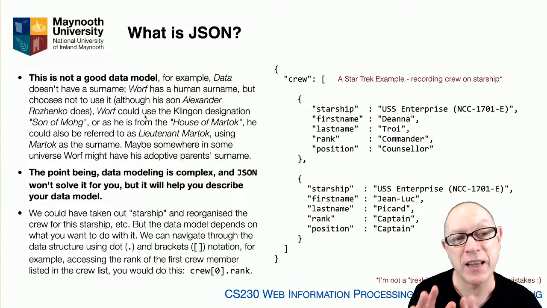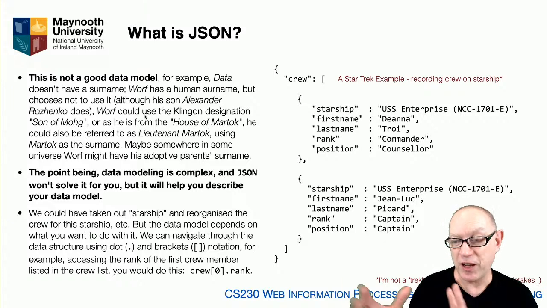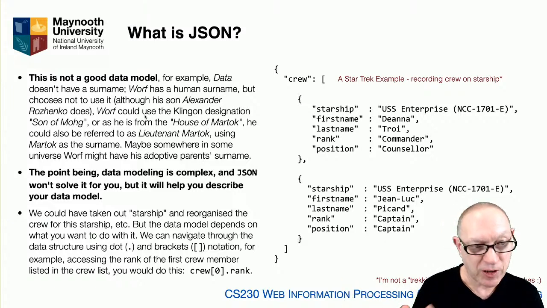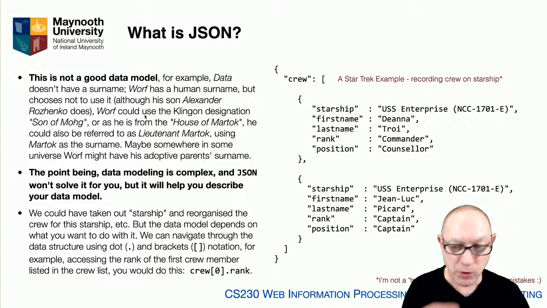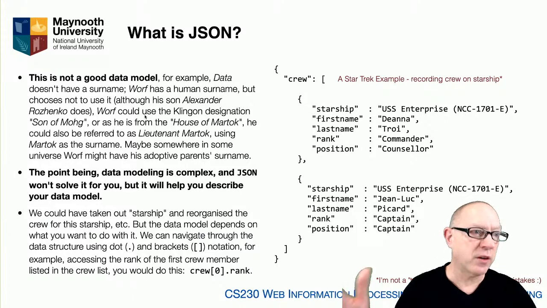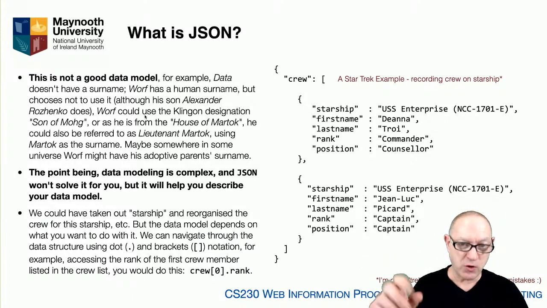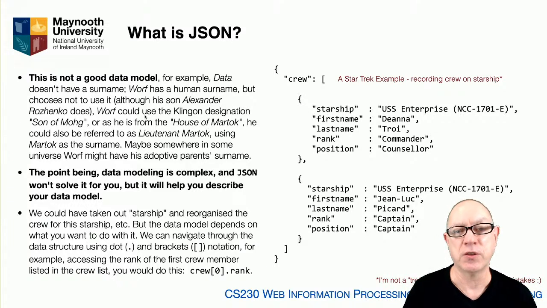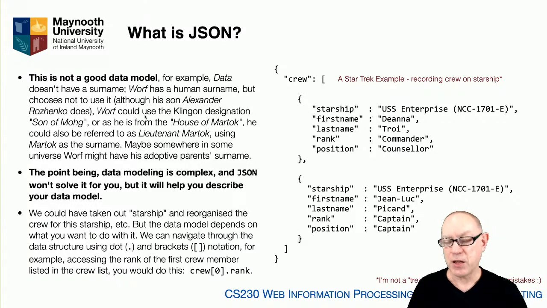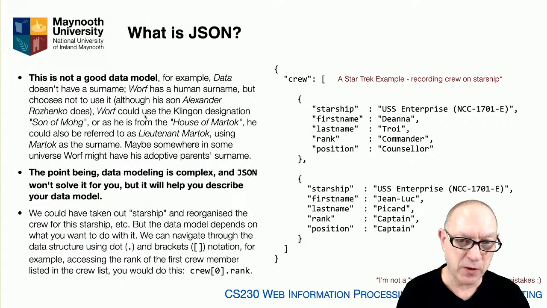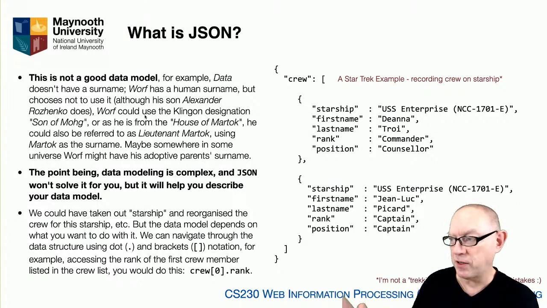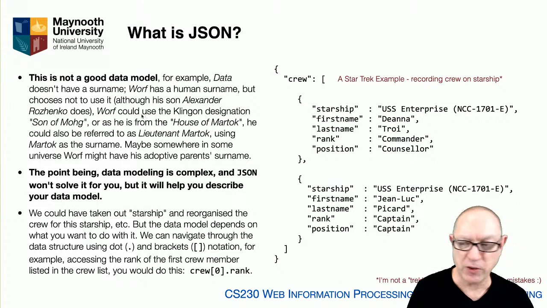But the point is that it's about data modeling. It's complex. JSON won't solve it for you, but it will help you describe your data model when you have it solved. So this work of trying to understand the world and how it might be organized, you can code that in JSON once it's done, okay? Up until now, a lot of your data modeling has been with variables or objects or classes or relational tables, but you can do a lot of this work within your actual JSON too, okay?